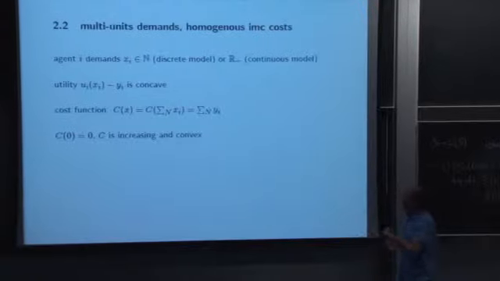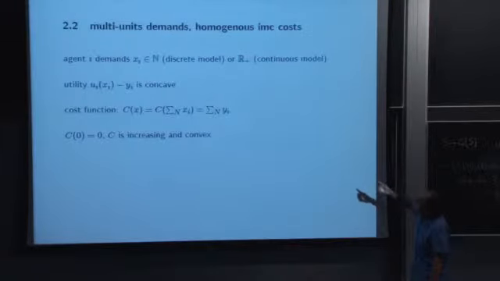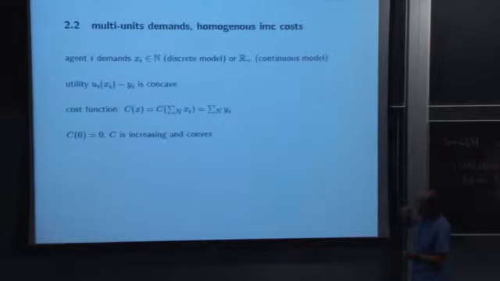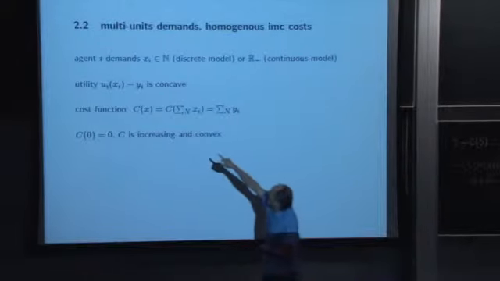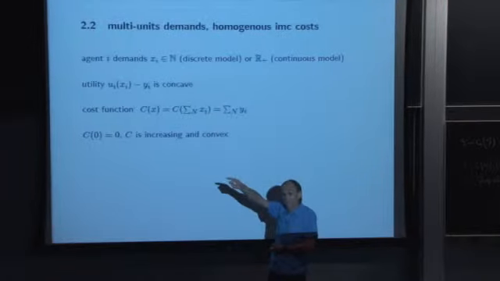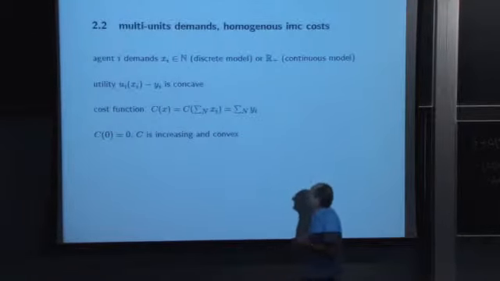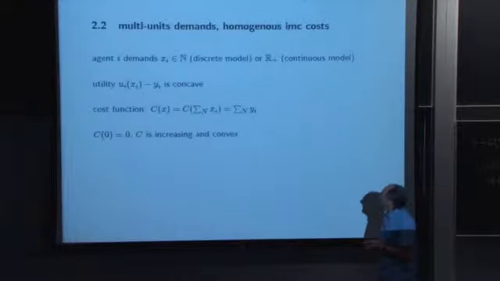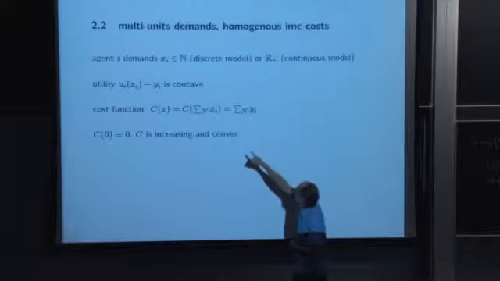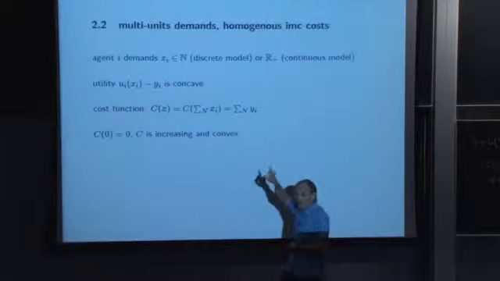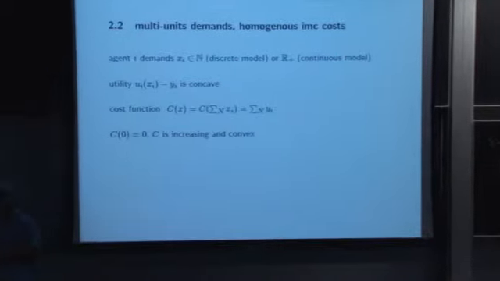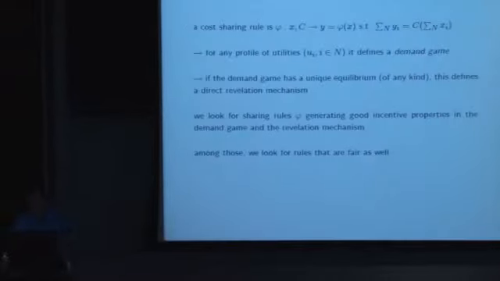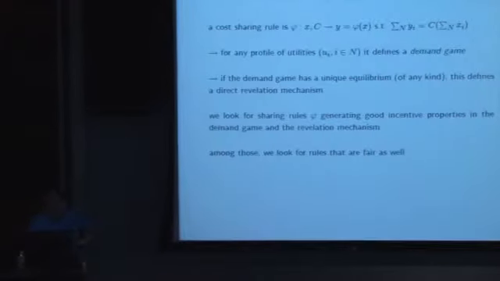All right, so the model is: each agent's demand, here I'm going to take discrete, you will see why. I'm going to use the utility u_i(x_i). I'm assuming, of course, that u_i of x_i is concave. I make the standard assumption of decreasing marginal utility. And the cost function is homogeneous. It's the cost of the sum of the demands, and it starts at 0 and it is increasing and convex.